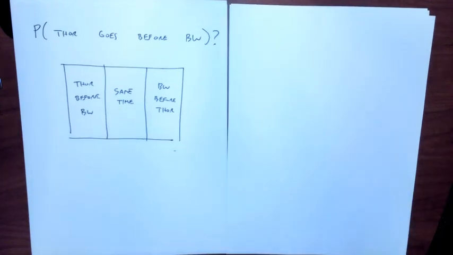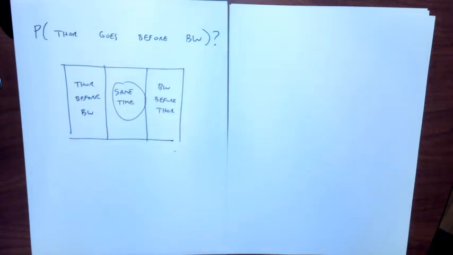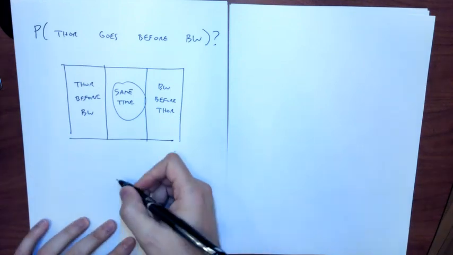And so it seems pretty obvious that Thor going before Black Widow and Black Widow going before Thor have to have the same probability. There's no reason why those would be any different, right? So if I compute the middle one, then I can say 1 minus that, divided by 2, gives me the probability that I want. So what's the probability that they go at the same time?